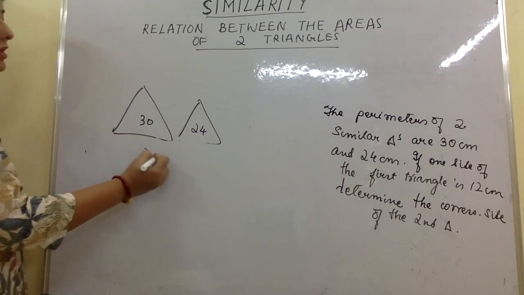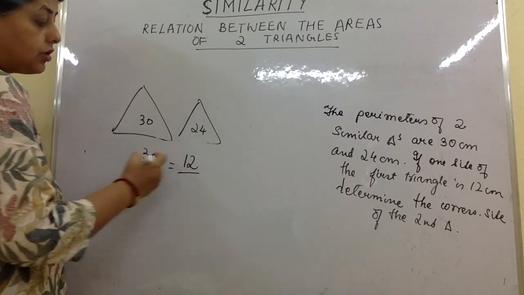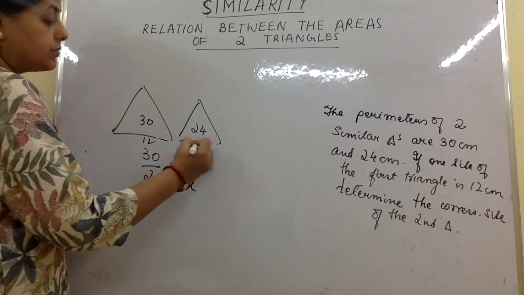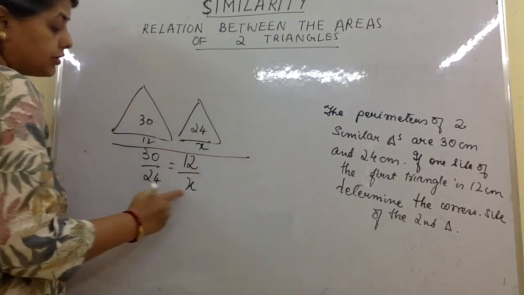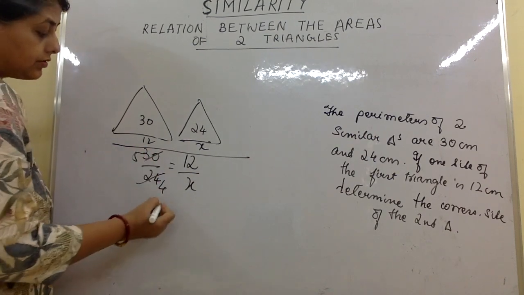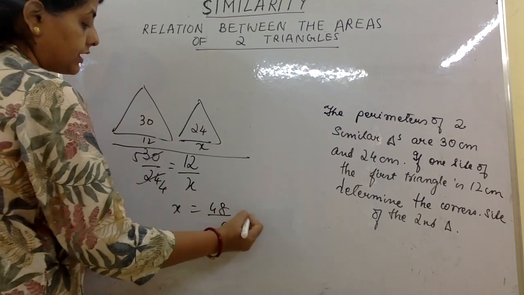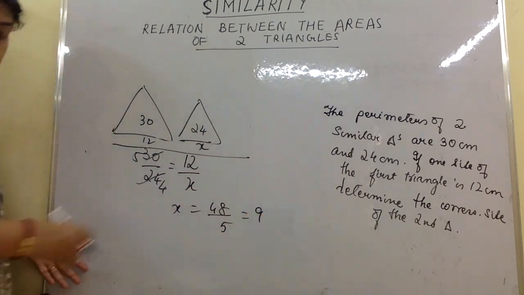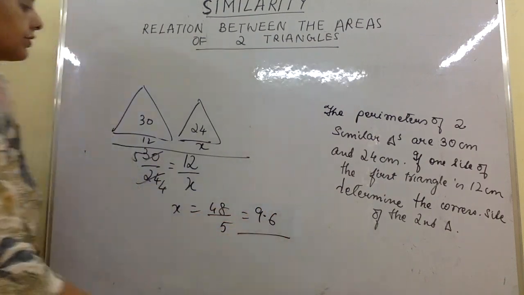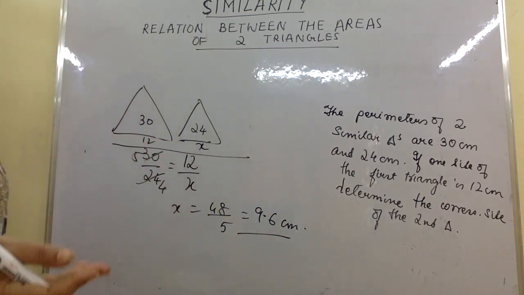So the ratio between the perimeters is going to be this. And then one side of the first triangle is 12. If this side is 12, let the other side be x. So here we have 12 by x. So how much is it? 6 4s are 24, 6 5s are 30. So now x is equal to 48 by 5, which is 9.6. So that is the length. 9.6 centimeter is the corresponding side of the other triangle.